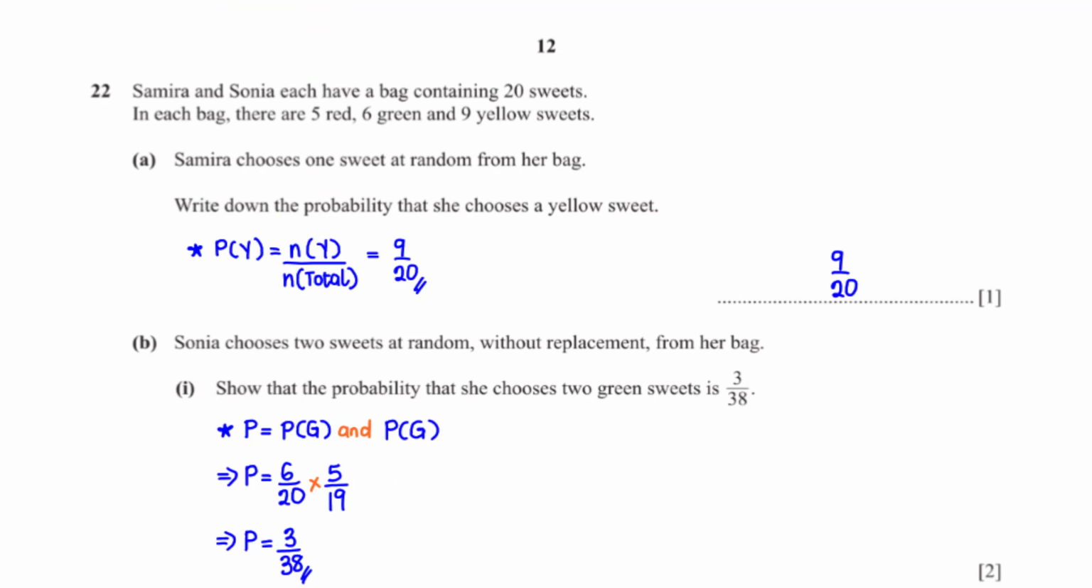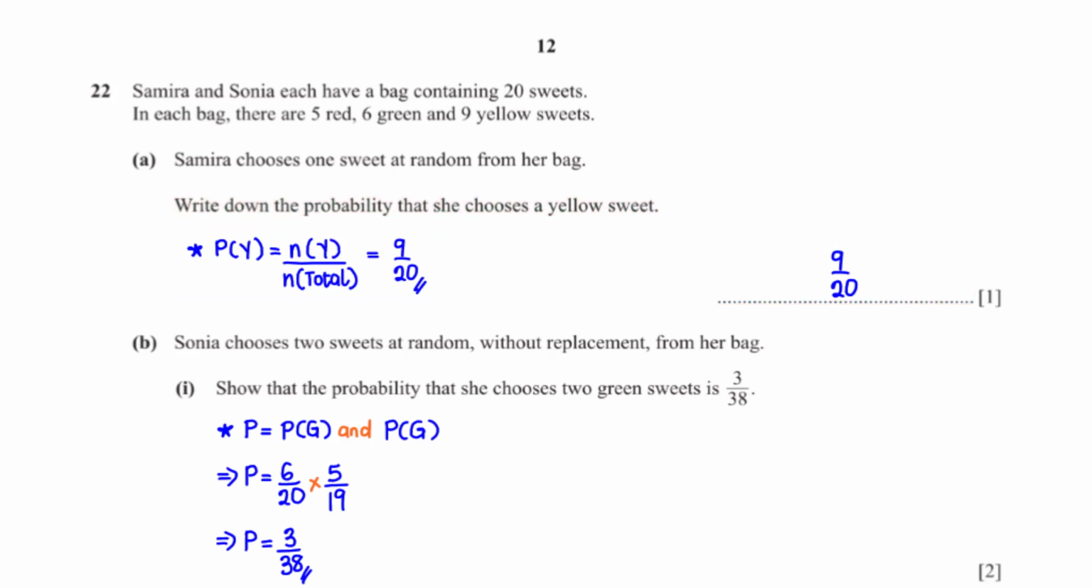Samira and Sonia each have a bag containing 20 sweets. In each bag, there are 5 red, 6 green, and 9 yellow sweets. Samira chooses one sweet at random from her bag. Write down the probability that she chooses a yellow sweet. This probability is equal to the number of yellow sweets in her bag, which is 9, divided by the total number of sweets, which is 20.